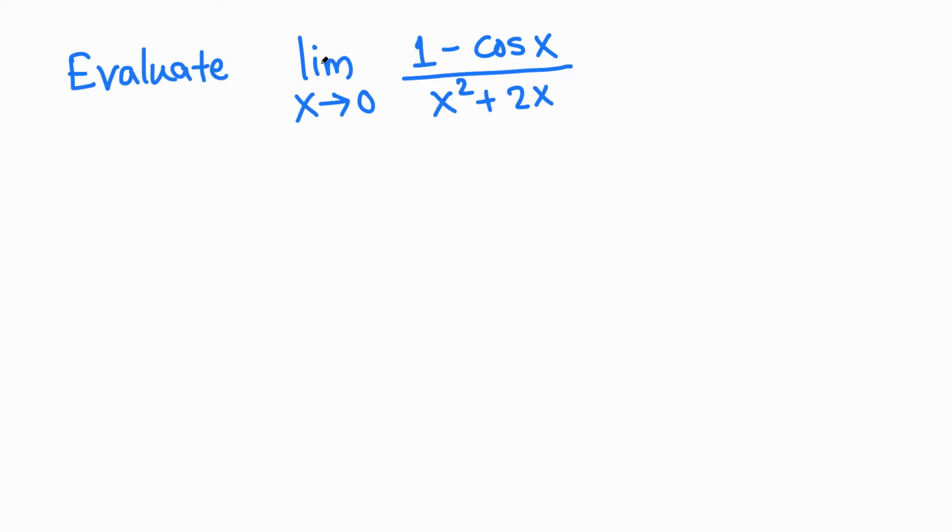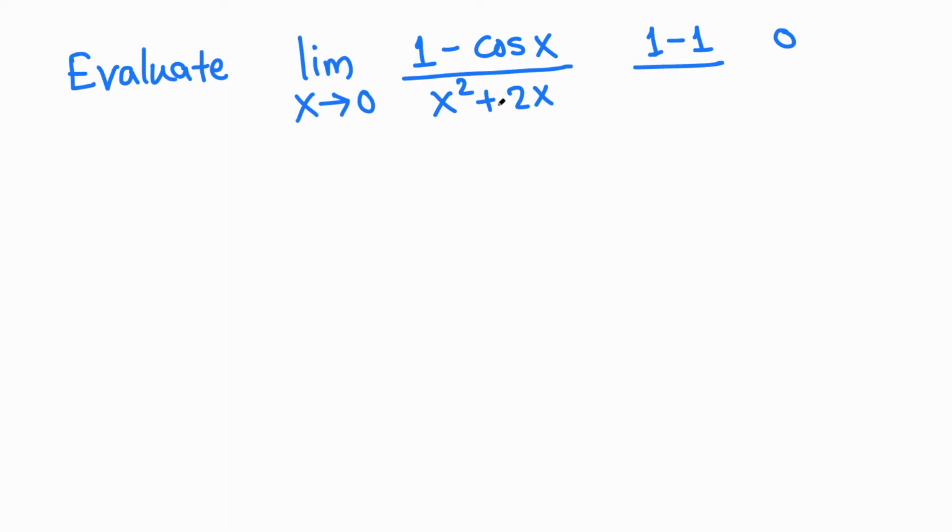Evaluate the limit as x tends to 0 of (1 minus cosine x) all over (x squared plus 2x). If we directly plug in x equals 0 here, we get 1 minus cosine 0. Cosine 0 is 1. You can check in your calculator. And 1 minus 1 is 0 on the top.